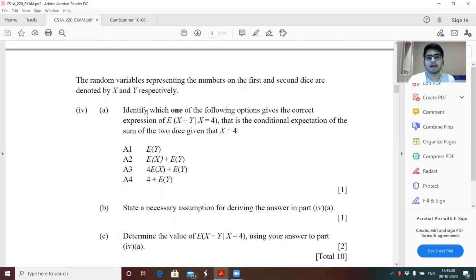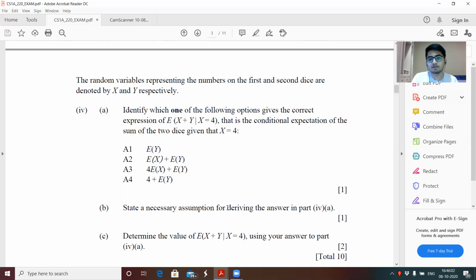Part A is: identify which option gives the correct expression of the expectation of X plus Y given X equal to 4. If X is given to be 4, this reduces to the expectation of 4 plus Y given X equal to 4. Now I'm assuming X and Y to be independent, so the expectation of Y given X is nothing but the expectation of Y. So I would be left with 4 plus the expectation of Y.